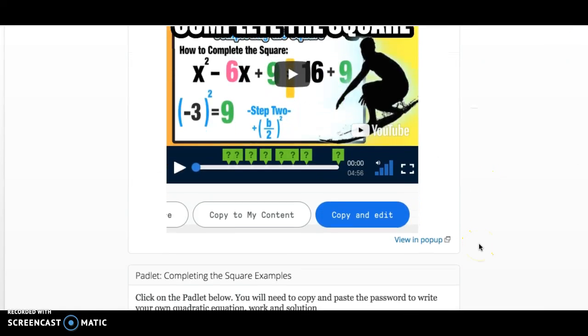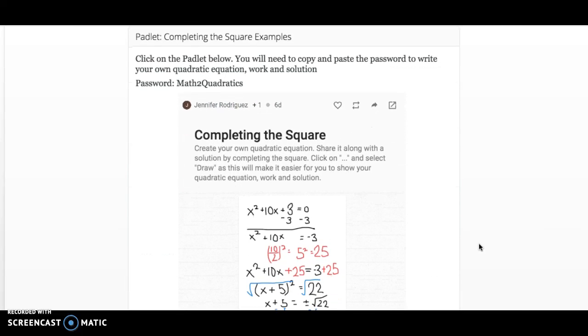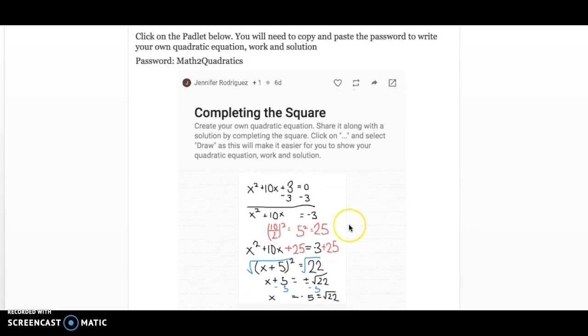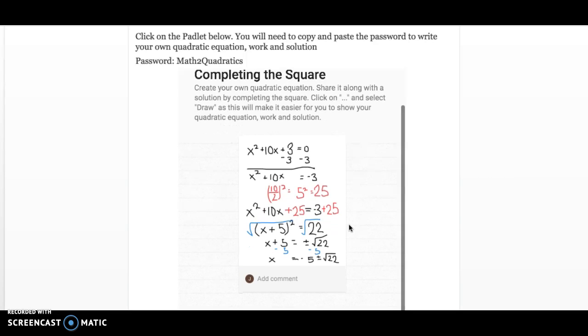After the instructional video, I have created a Padlet where you would create your own example equation and solve it using completing the square. This will serve as a great resource of examples, but also if you look at yours and other classmates', you'll see which types of functions are the easiest to use completing the square for and which ones are not the best.